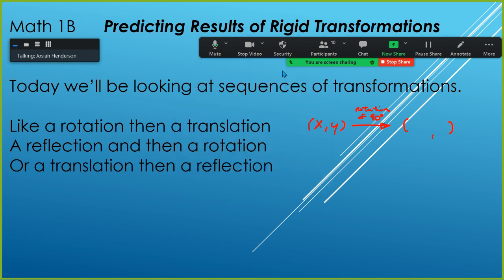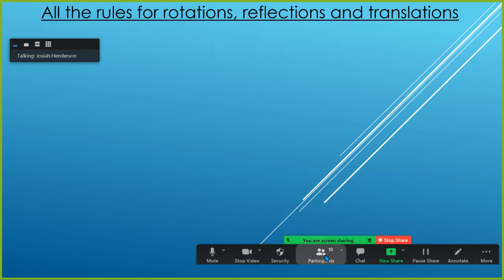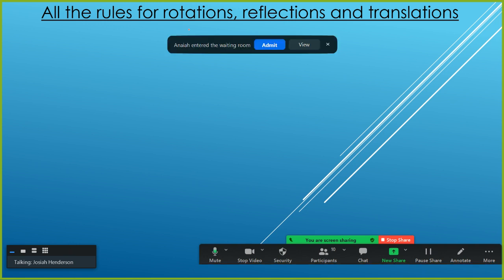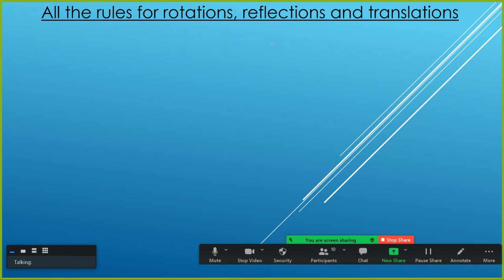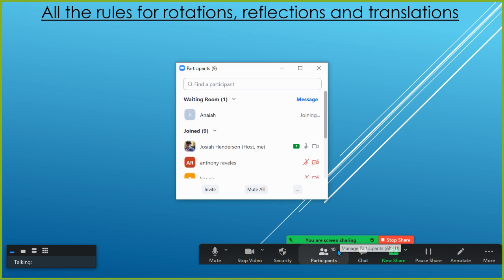I wanted to start today by just putting together all of our rules kind of on one page. Help me out if you can. These different notes that we took from before. I want to put together all the rules for these three: rotations, reflections, and translations.